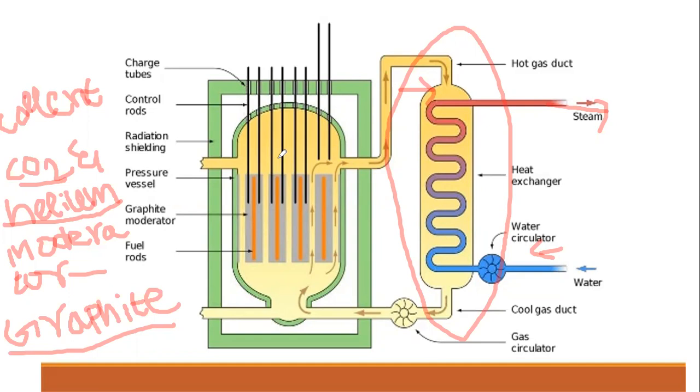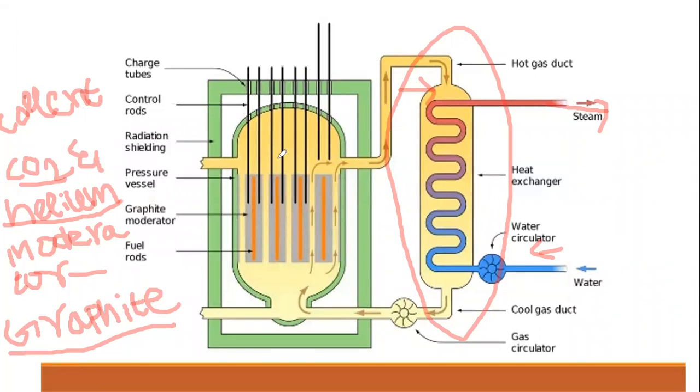Some of the disadvantages are the relatively large size of the reactors, because of the use of natural fuel and graphite as the moderator. Why is the size large? Because graphite is used as the moderator and natural fuel is used as the fuel. It also has a low power density.